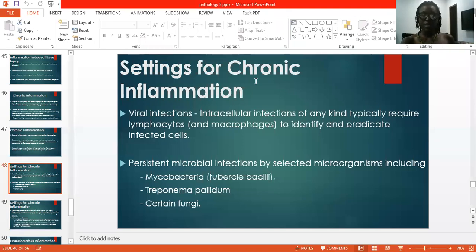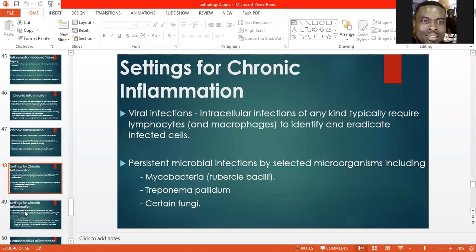So an example is a viral infection. In viral infections, especially where the virus enters the cell, it becomes intracellular. Or you can have persistent microbial infections like Mycobacterium tuberculosis, for example, or fungal, or Treponema pallidum, that's syphilis.